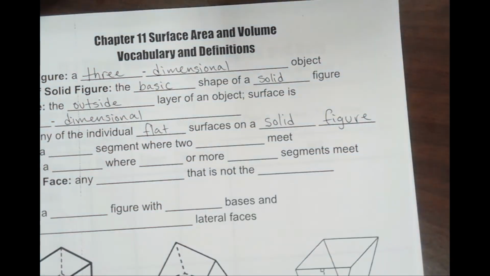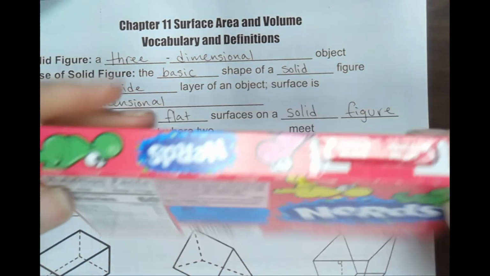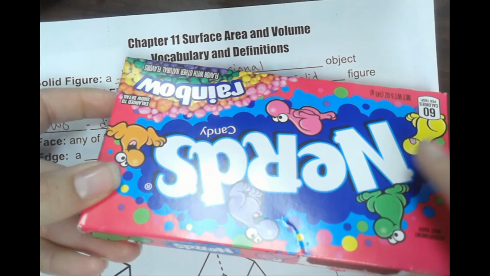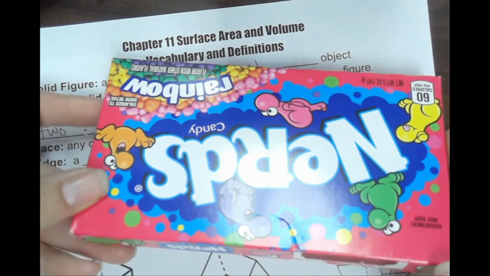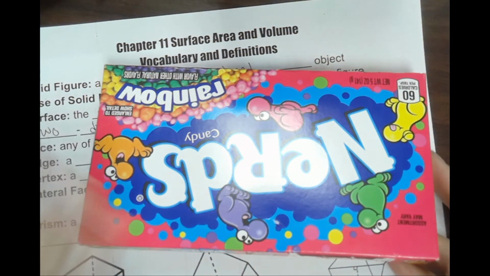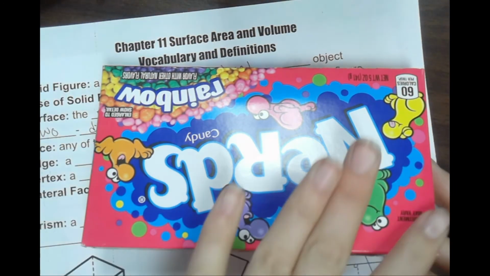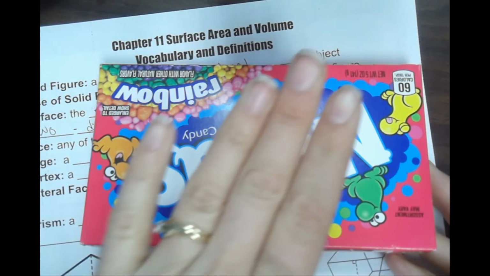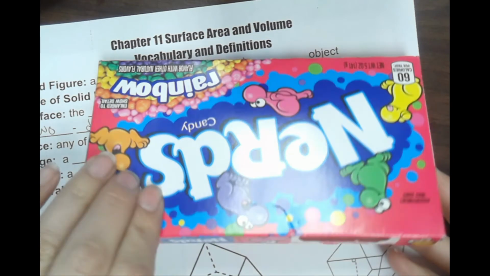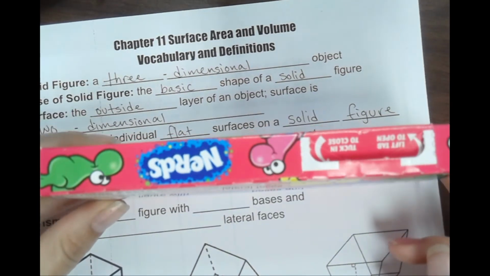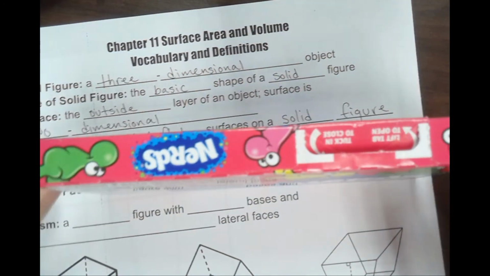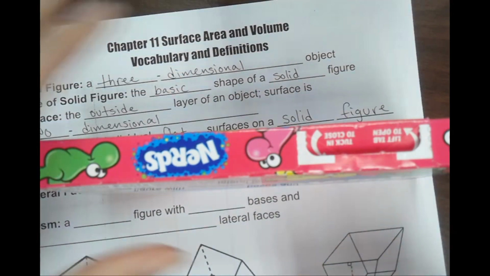So if I'm using this box as an example, okay, this is three-dimensional. The surface would be like the box itself, nothing on the inside. A face would be this rectangle right here. It's a flat surface. That's one of the faces. This box has 6 faces. There's the top, the bottom, the left, the right, and the front and the back.